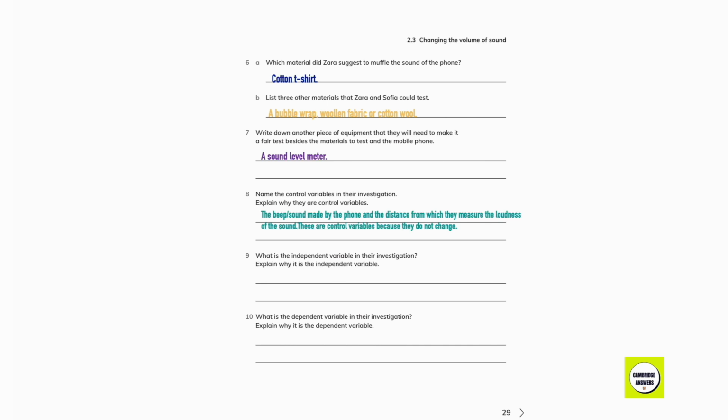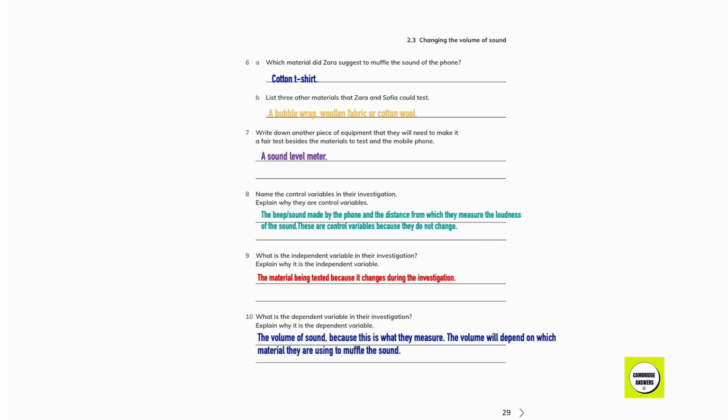What is the independent variable in the investigation? Explain why it is the independent variable. The material being tested, because it changes during the investigation. What is the dependent variable in this investigation? Explain why it is the dependent variable. The volume of sound, because this is what they measure. The volume will depend on the material they're using to muffle the sound.